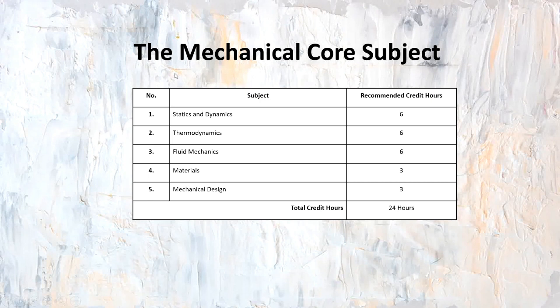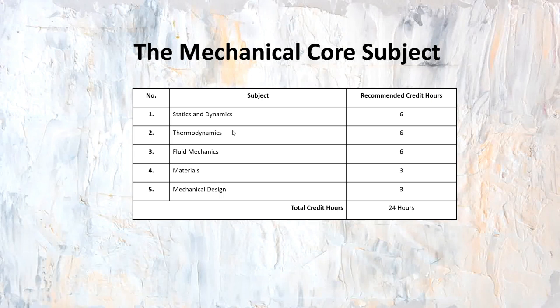The table here tabulates the requirements of mechanical course subjects that need to be taken in order to be a graduate engineer in mechanical engineering. As you can see here, there is information for the subject and also the recommended credit hours for each subject. There are 5 course subjects including firstly, statics and dynamics with 6 credit hours recommended. Secondly, thermodynamics with 6 credit hours recommended.